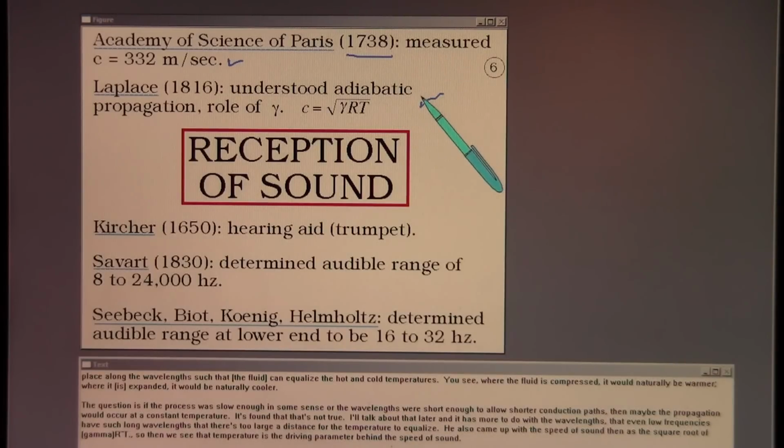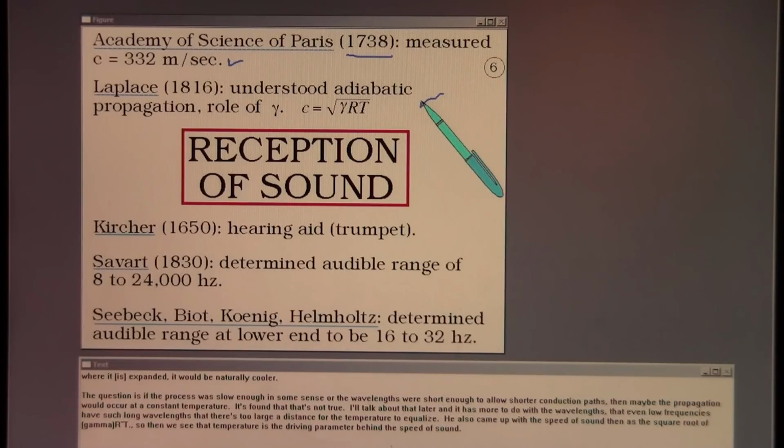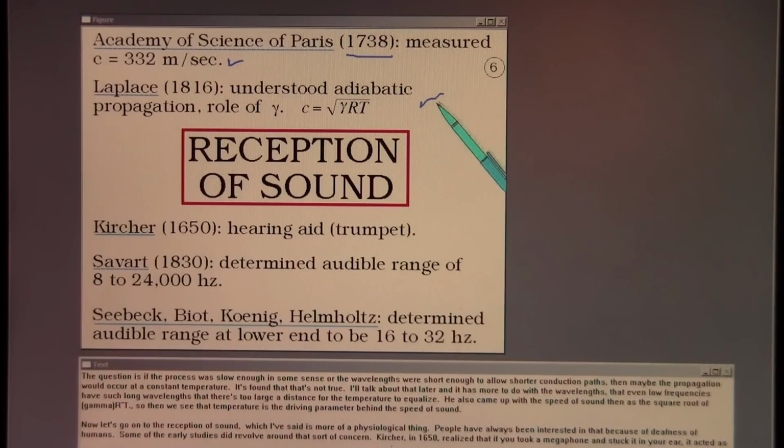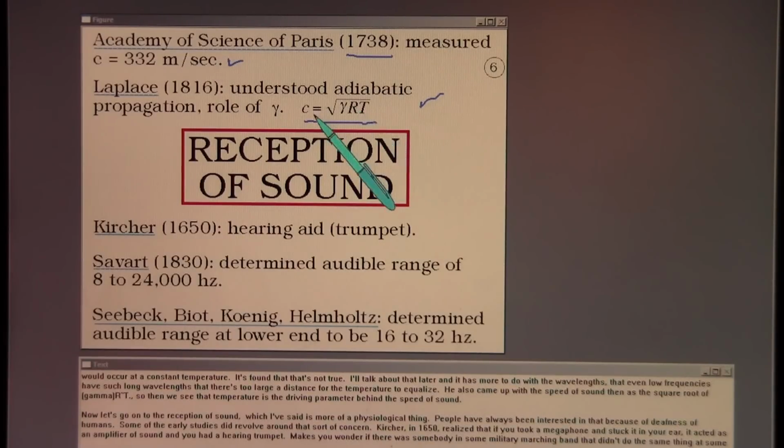The question is, if the process was slow enough in some sense, or the wavelengths were short enough to allow shorter conduction paths, then maybe the propagation would occur at a constant temperature. It's found that that's not true. I'll talk about that later, and it has more to do with the wavelengths: even low frequencies have such long wavelengths that it's too large a distance for the temperature to equalize. He also came up with the speed of sound as the square root of gamma RT, so we see that temperature is the driving parameter behind the speed of sound.